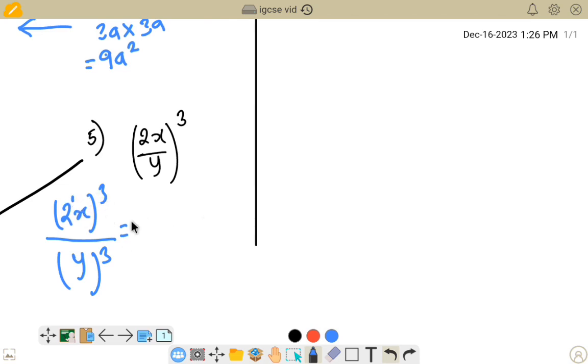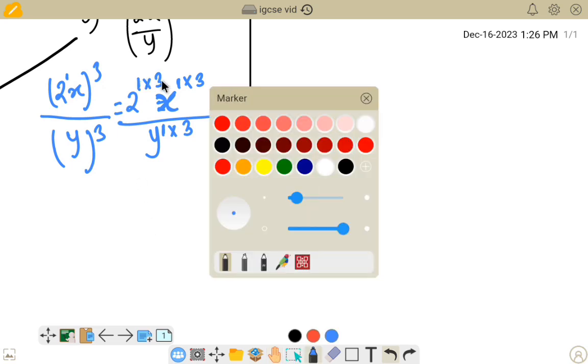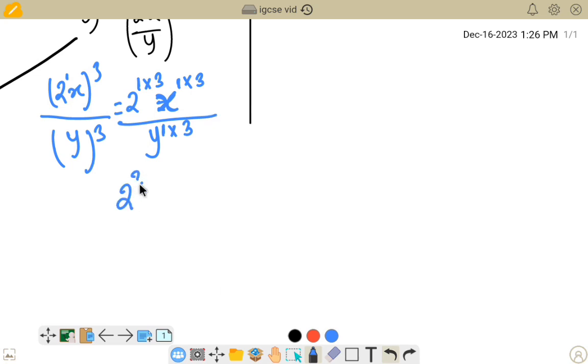So that will be 2 raised to the power 1 times 3, the power here is also 1 multiplied by 3, that will be x raised to the power 1 times 3. Then divided by this y, the power here is 1, y raised to the power 1 times 3. Simplifying it further, 1 times 3 will give you 3. So you have 2 raised to the power 3, x raised to the power 3, then divided by y raised to the power 1 times 3.